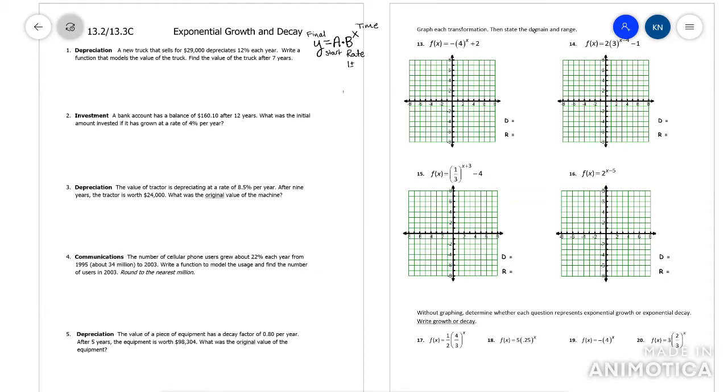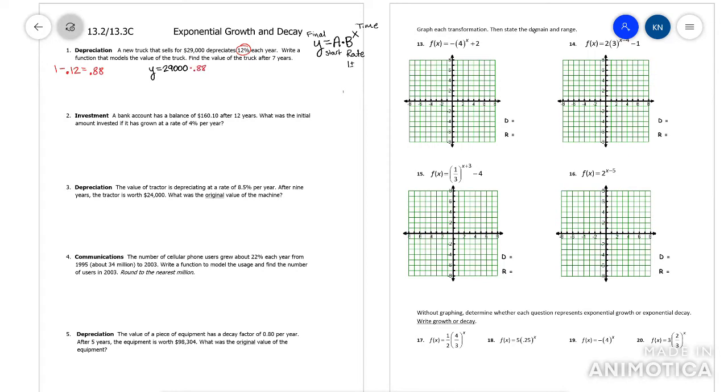So like this first one, they say there's a new truck worth 29,000. Well, there's your starting amount right there, 29,000. And they say it depreciates. It means it goes down. So 12% each year. So you got to go get this rate. So you do 1 minus, because it's going down, it's depreciating. And then 12% is 0.12. So you get this rate as 0.88. That's your B value.